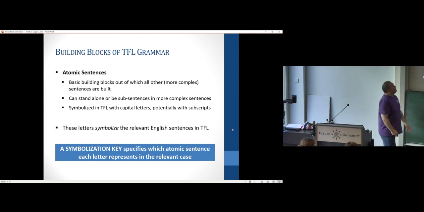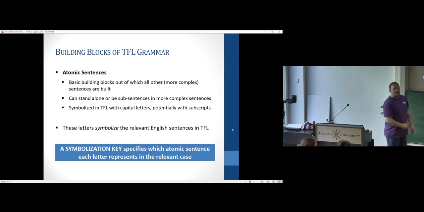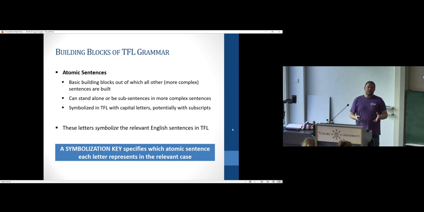A lot of times when we're doing exercises for symbolization, you'll be given a symbolization key. It will tell you, okay, let this letter stand for this English sentence. And then it'll ask you to construct TFL sentences that capture the logical structure of the relevant English expressions. But sometimes you'll also have to write your own. And we'll talk more about this in the tutorial.